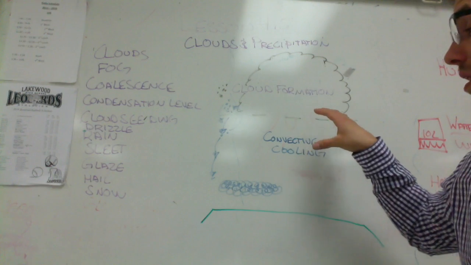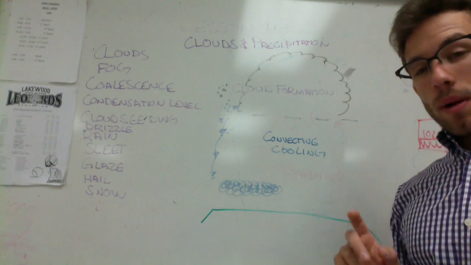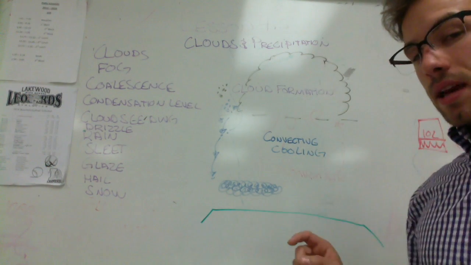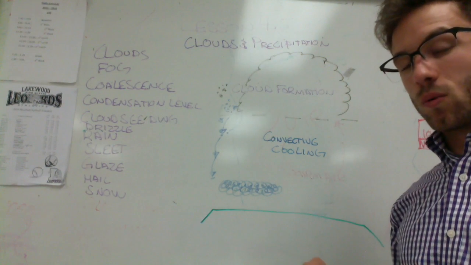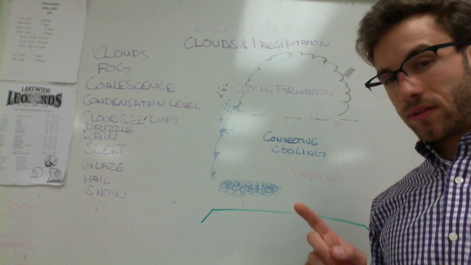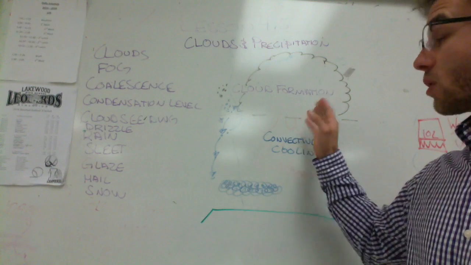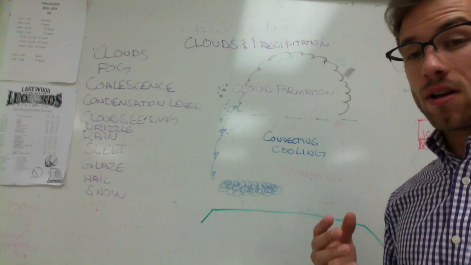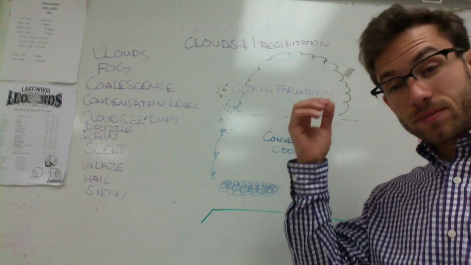Now, one thing that you might be used to is how we both have clouds and fog. So I want to note that there's only really one difference between them, and that's their location. So clouds have to be above the condensation layer. Fog, however, is just on the Earth's surface.